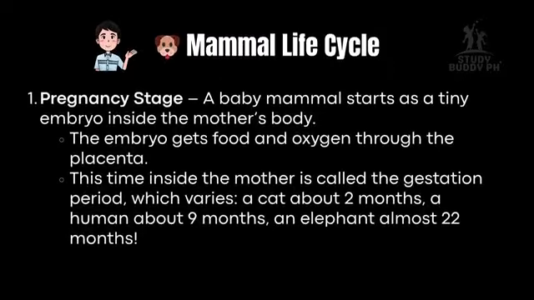Mammal life cycle. Pregnancy stage. A baby mammal starts as a tiny embryo inside the mother's body. The embryo gets food and oxygen through the placenta. This time inside the mother is called the gestation period, which varies. A cat about 2 months, a human about 9 months, an elephant almost 22 months.